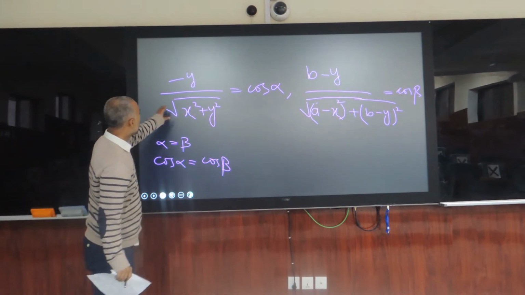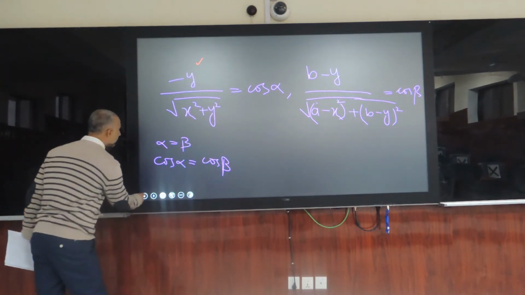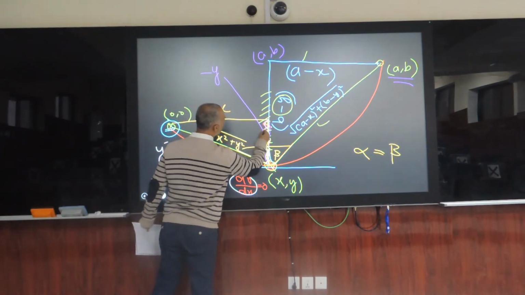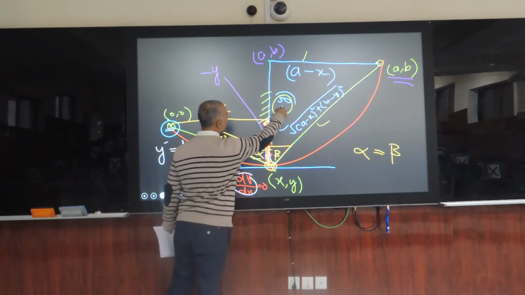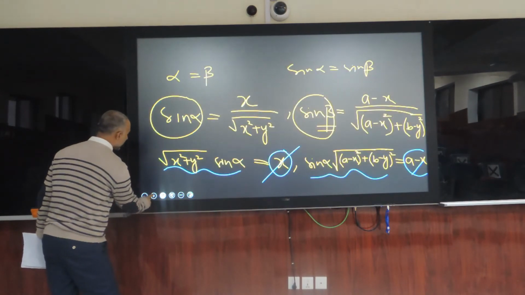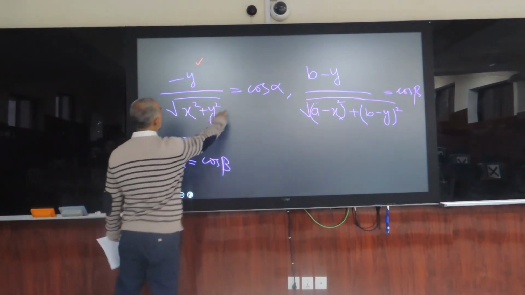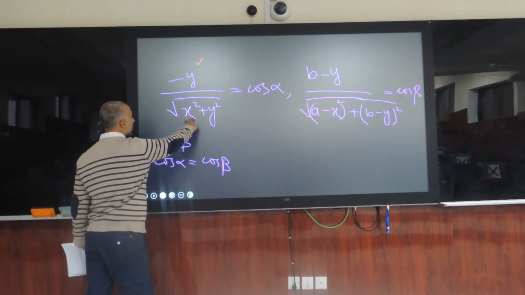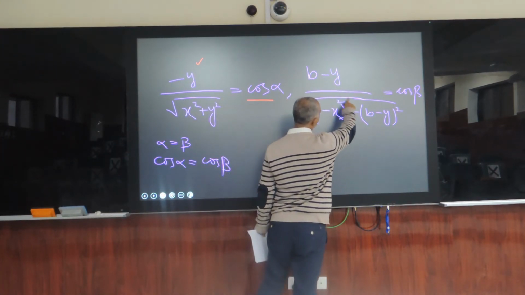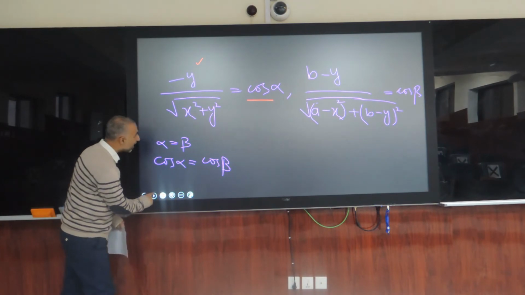Now for the other part, we consider the negative sign of y, because this is the lower portion, and this is the negative sign of this vertical leg. So negative b is the base, our hypotenuse, and negative y is the base, our hypotenuse, x square plus y square equal to cos alpha. Similarly, the other part is b minus y, that's the base of our hypotenuse, is the cos beta. We are already familiar that alpha equal to beta, so cos alpha equal to cos beta.